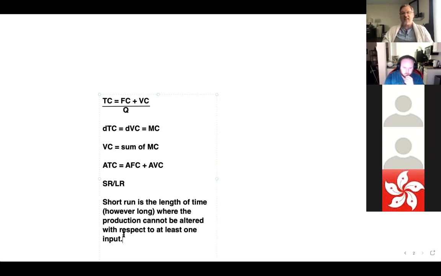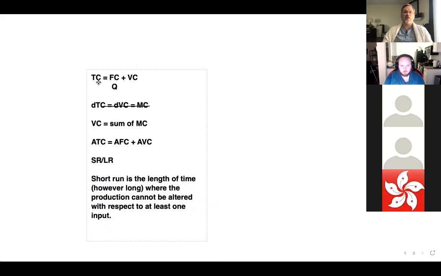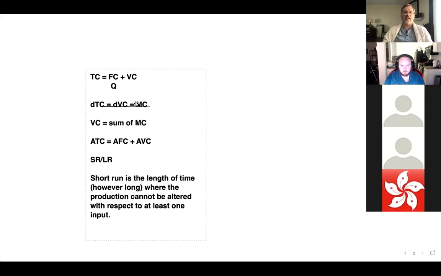I don't know if you get the meaning of that, but what it's telling us is that it's however long where the owner manager of the business is stuck with at least one input. And normally, again, it depends, but can you think of an input that you've got if you're operating a business? Do you want to pick a business just to be more concrete? Like a catering business? Okay, so you're running a catering business, right?